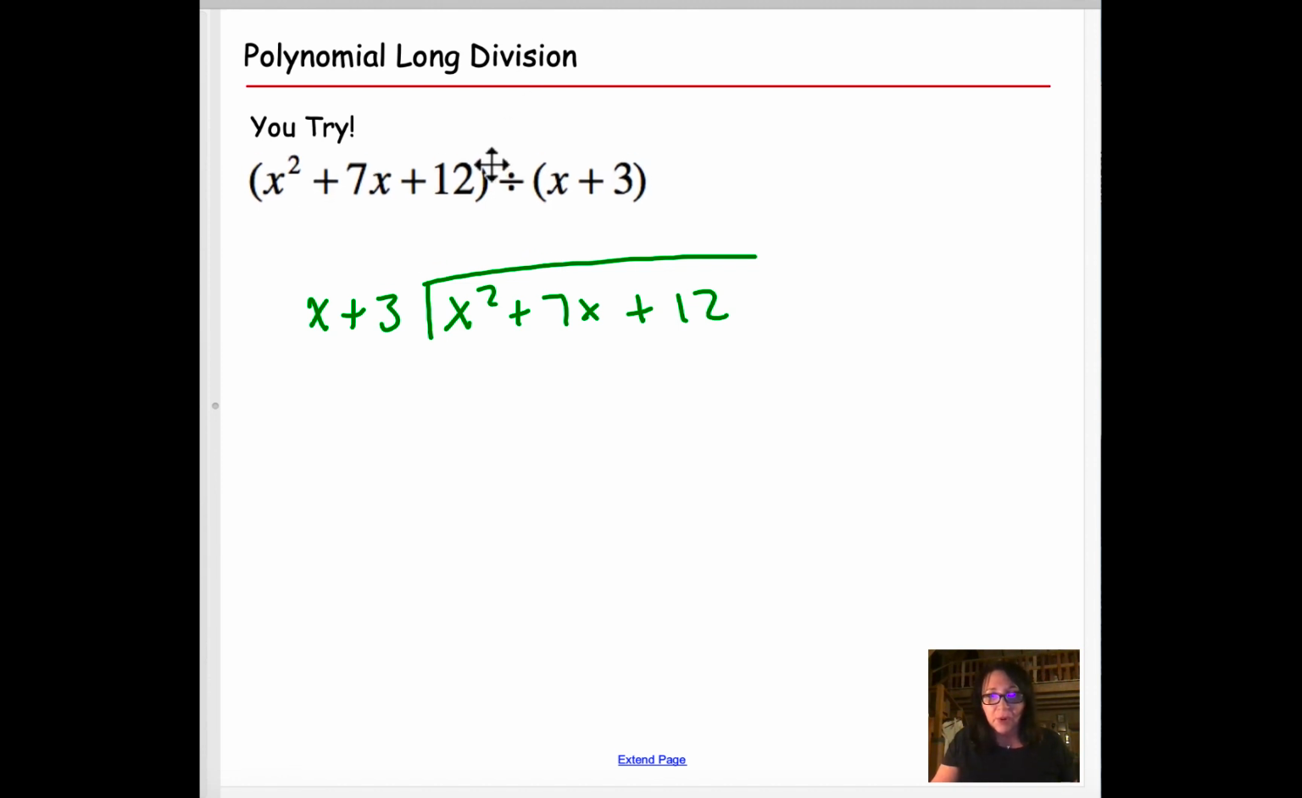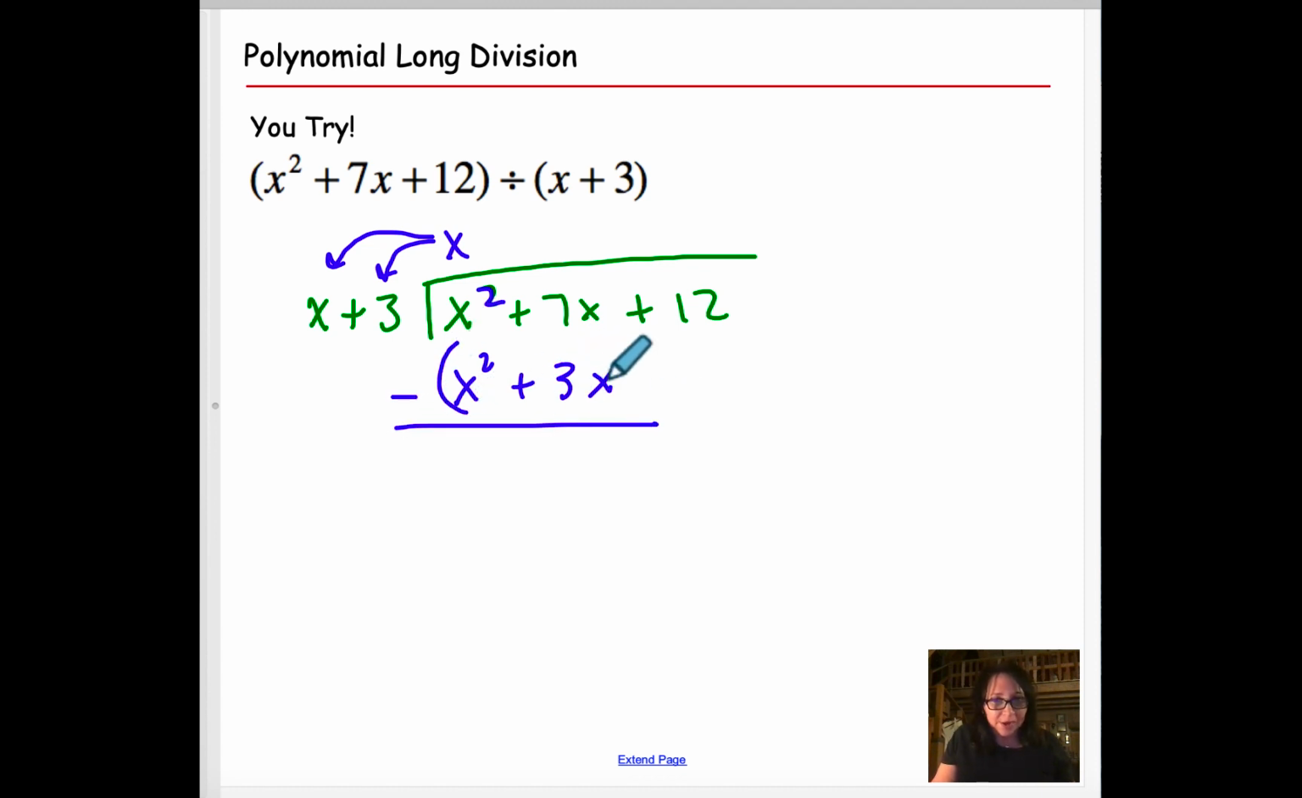All right, so what we're going to do, again, is you go x times what is x squared. So x times x. You get that number up here. As soon as you get the number on top, then you multiply it back through. X times x is x squared, and then x times 3. So that's going to be plus 3x. And we're going to subtract the quantity. X squared minus x squared is gone. That's 0.